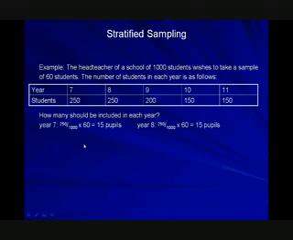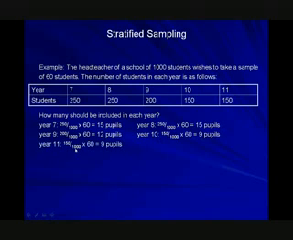So, year 7s. There's 250 year 7s, and you're going to divide that by 1,000 because there's 1,000 students, and times that by 60 because he wants to interview 60 students, and that would give you 15. It's the same number for year 8 because there's 250 year 8s as well, so that'll be 15. Year 9 is 200 divided by 1,000 times 60, which gives 12 students. Year 10, 150 divided by 1,000 times 60 is 9 students. And lastly, 150 divided by 1,000 times 60 equals 9 pupils.